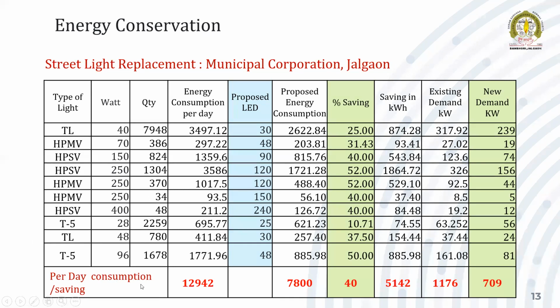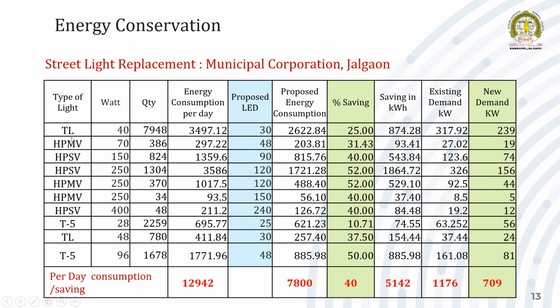the per day consumption is 12,942 units. Now, this is my proposal. I have proposed the LED lamp. This is the replacement. This is an example of technological advancement.